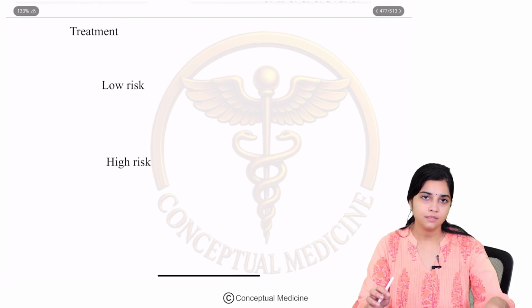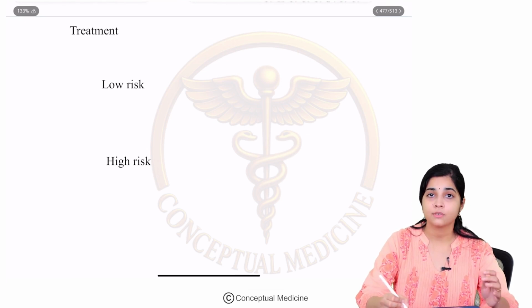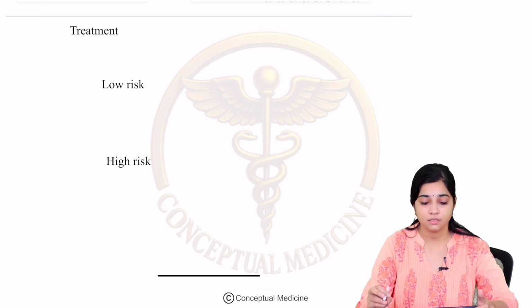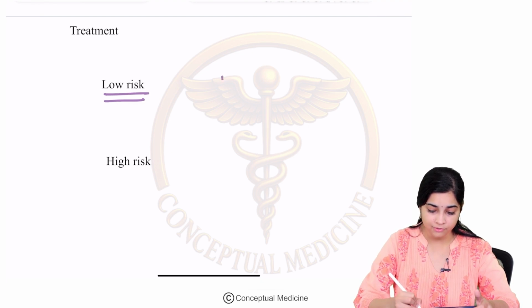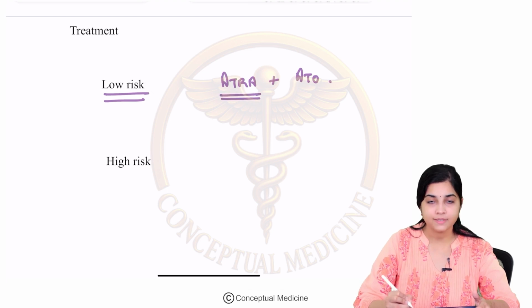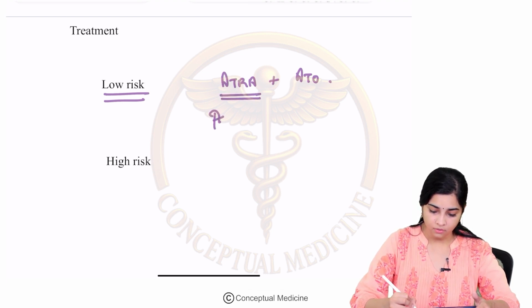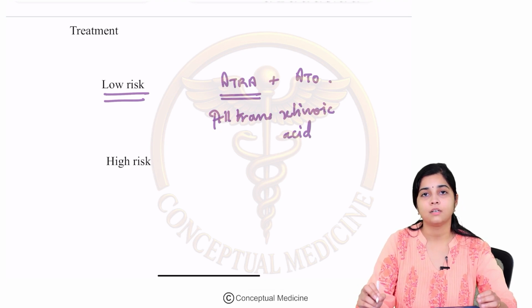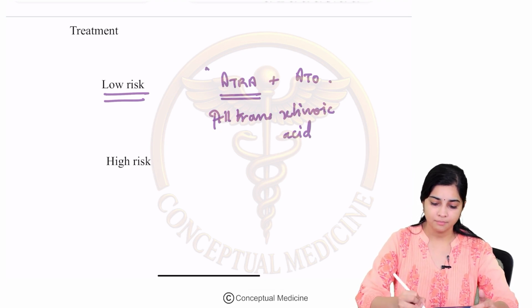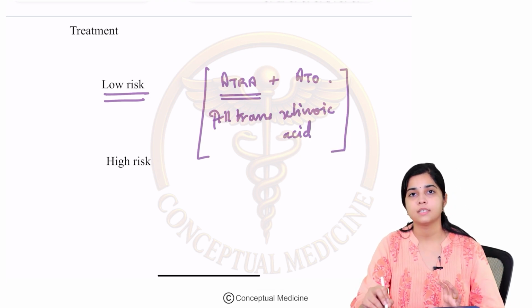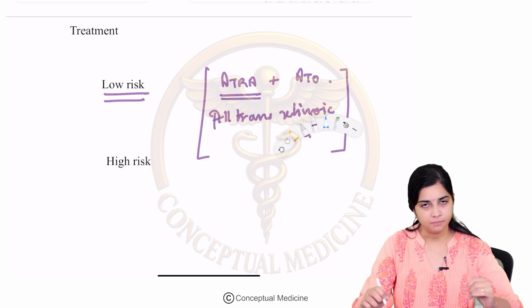Now, what is the treatment, right? So, the treatment is also noteworthy because it is slightly different from that of AML. In low risk individuals, the treatment is with the help of ATRA along with arsenic trioxide. ATRA basically stands for All-Trans Retinoic Acid. Okay, so All-Trans Retinoic Acid along with arsenic trioxide forms the main treatment of APML. Okay, so these are the major salient important points about APML.